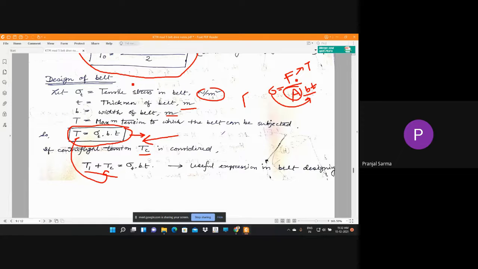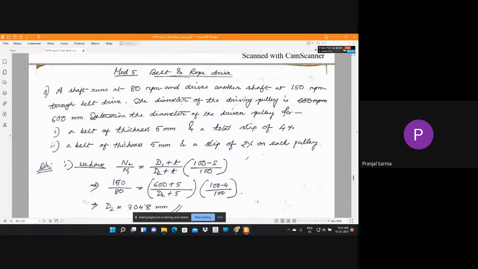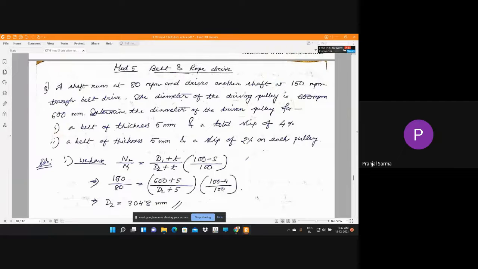Apart from that, the ratio between the driving tensions, T1 by T2 equal to e to the power mu theta, is also one of the very important relationships which you will be using each and every time while solving problems. Just remember that most of the times theta will be given in degrees, or you will be able to find it from the geometry in degrees only, but you have to convert it to radians.